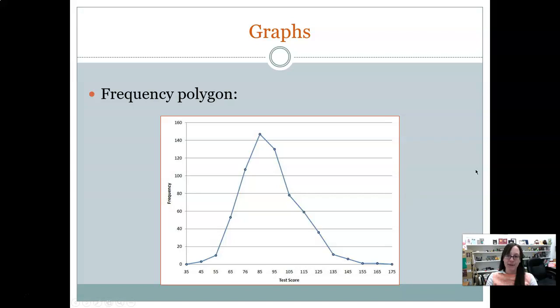So be wary if you see something in some kind of report or a newspaper article, and it's like, oh, everybody's really down low. Well, what is the scale? Is the scale actually a meaningful scale, or are they trying to make it look like it's not as big of an increase as it is, or whatever? So just something to be aware of.